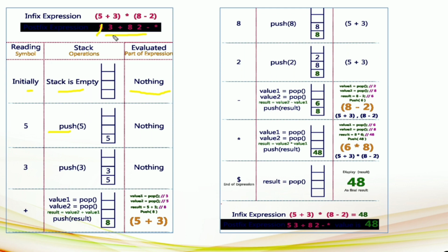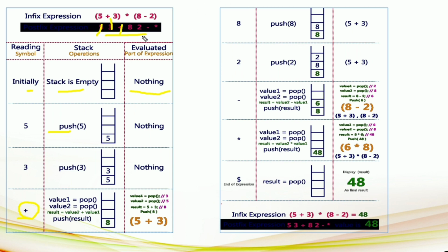Next scan element is 3. So 3 is pushed into the stack. The top element is 3. The result is nothing. Next scan element is plus. Plus is the operator. When we scan or read the plus element, then we have to pop the top two elements from the stack. The first top element is value 1, the second top element is value 2, that is value 1 is 3 and value 2 is 5. Then the result is value 2 plus value 1. So 5 plus 3 becomes 8 and the result 8 is pushed again into the stack.